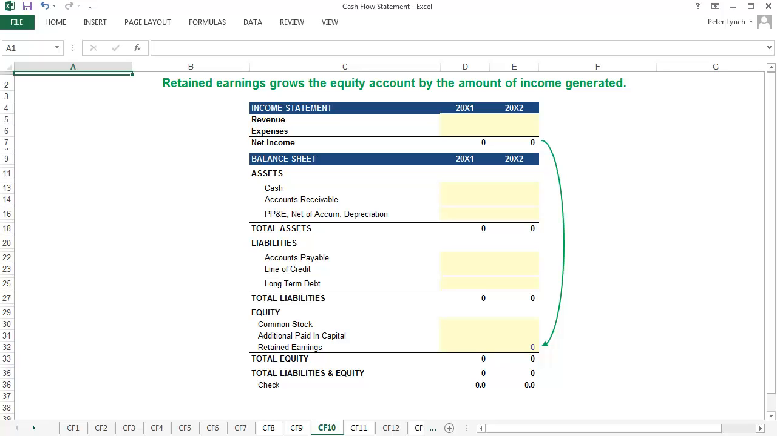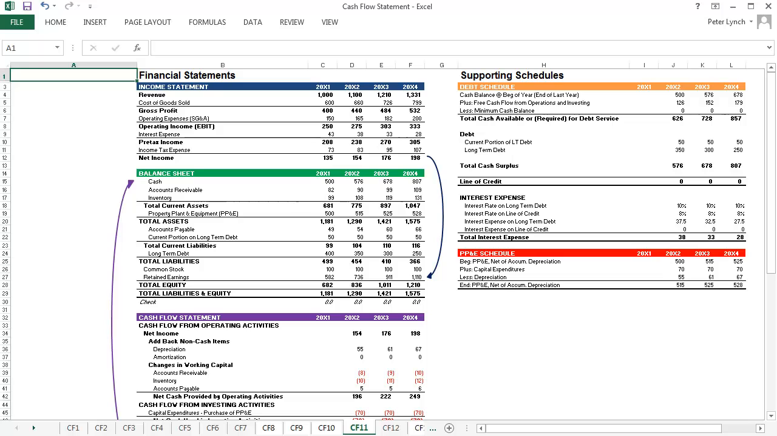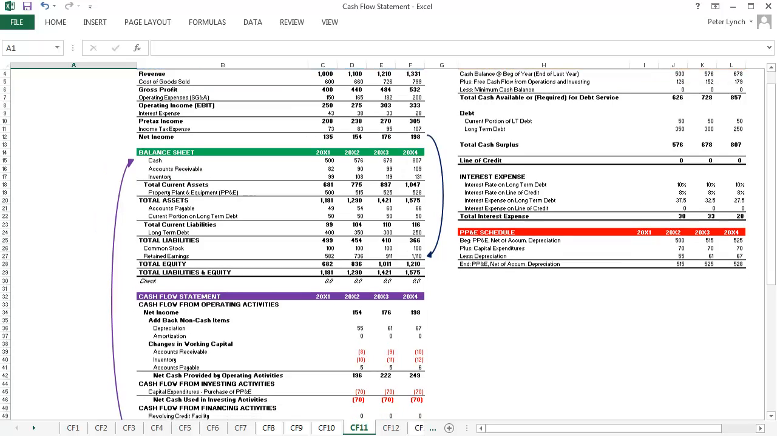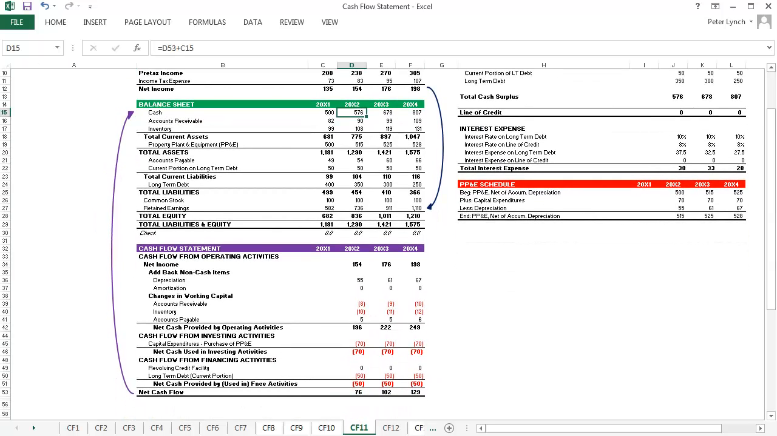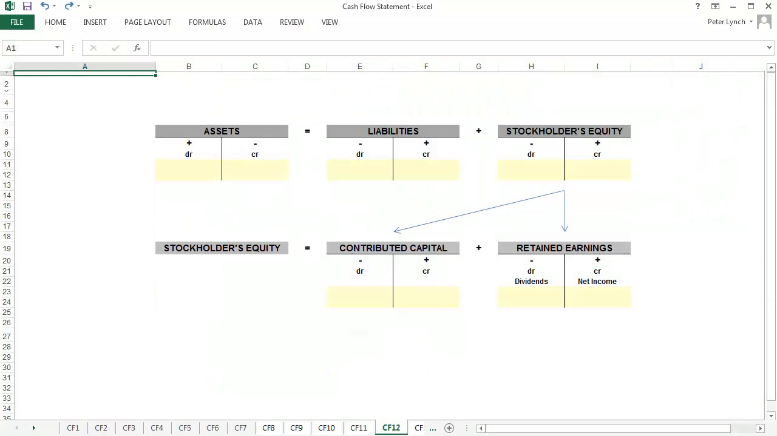So to better visualize these two relationships simultaneously, we can visit our fully integrated financial statement model to show that cash on your balance sheet is growing by the cash balance calculated on the cash flow statement below, and that retained earnings is growing by net income in each accounting period. And recall that the balance sheet is just a formal presentation of the accounting equation, which you see here, with assets equal to liabilities plus stockholders' equity.